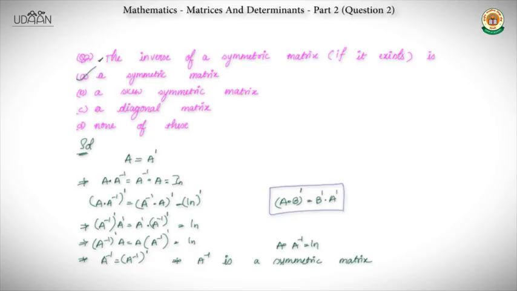Now, the natural idea that should come to your mind is that A into A inverse is equal to A inverse into A, which is equal to I. That is the standard idea that relates A in terms of its inverse. And since we already know the property of symmetry, we just take the transpose and simplify it. So if a matrix is symmetric, then its inverse is also symmetric. Alright, let's get to the next question.